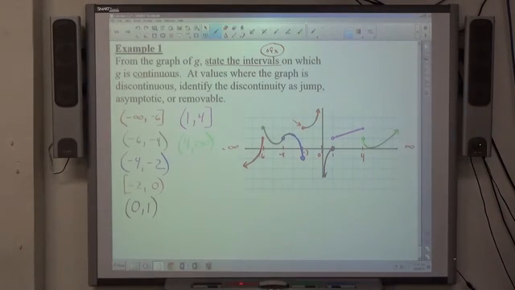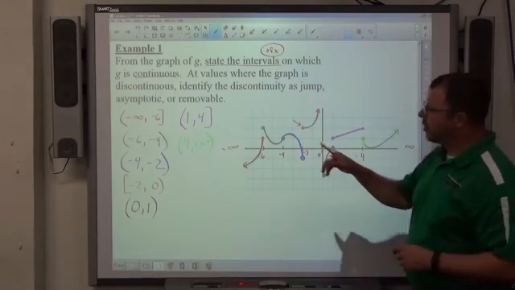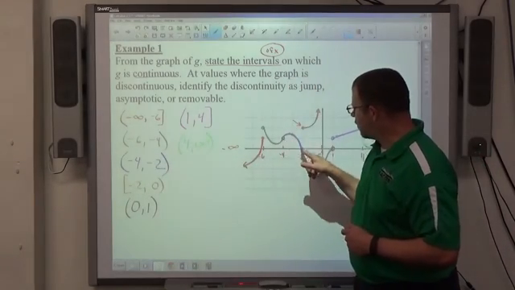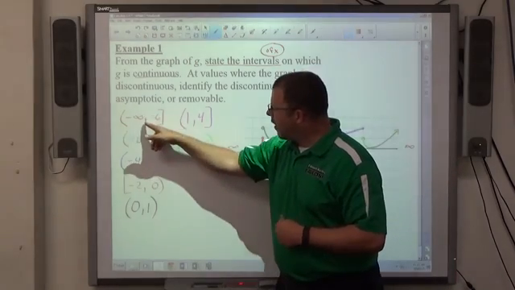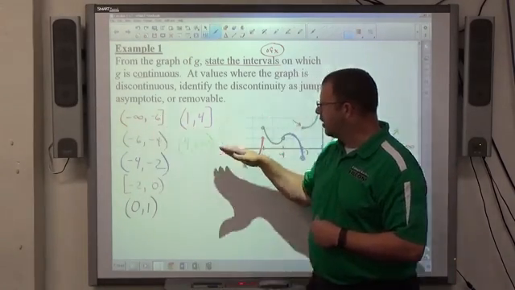Every one of those intervals represents a part where the graph's continuous. Starting at negative 4, ending at negative 2, the graph is continuous. There's a break at negative 4, negative 2, and so on. If a graph has a bracket, that means it's continuous from that direction.